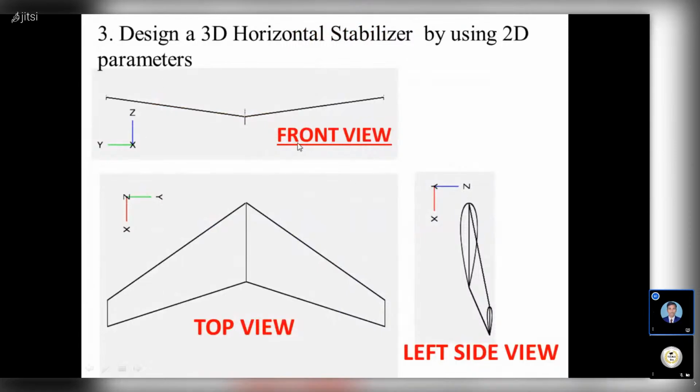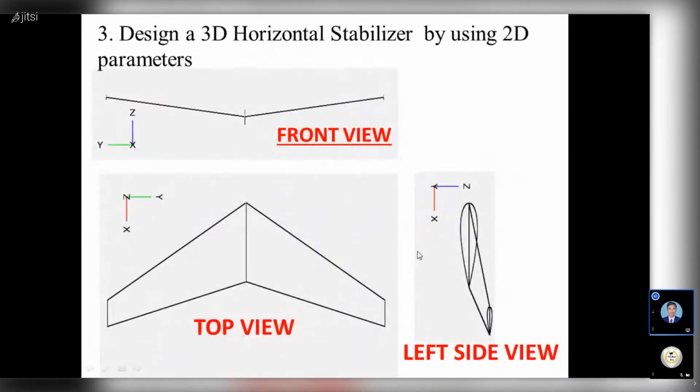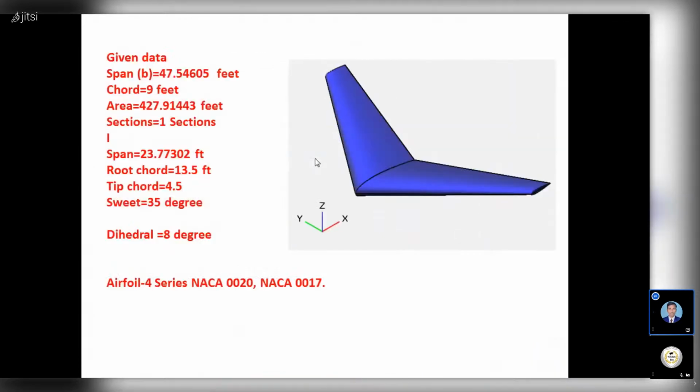Okay, in this slide, that is design a 3D horizontal stabilizer by using 2D parameters, I have mentioned here. So the front view, top view and left side view of this horizontal stabilizer is given, and with respect to the views I have also given the data. Like I have mentioned the data of a span of that horizontal stabilizer, chord, area, section. Okay, only one section. This complete horizontal stabilizer is not split. Only one section is there, so easily we can see that one section completely, right, without any splitting.